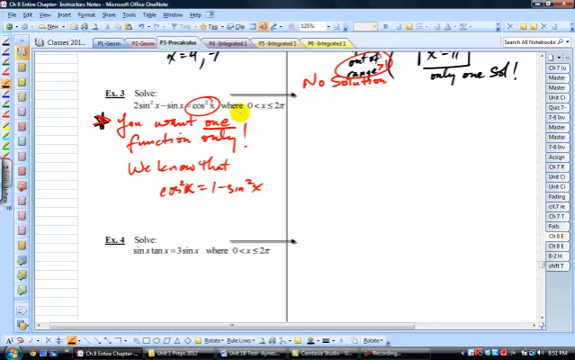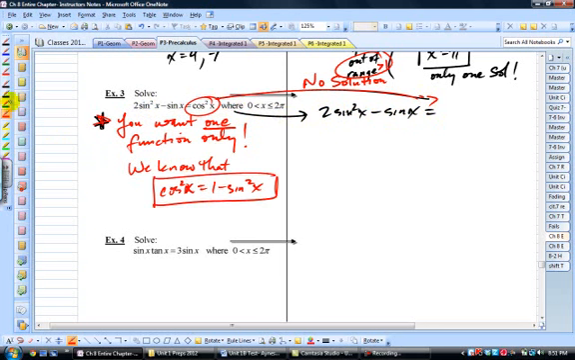So I'm going to take my equation here. I'm going to say that 2 sine squared x minus sine x is equal to whatever this is equal to here. Okay, we know that what I said was that cosine squared x equals 1 minus sine squared x. So I'm going to substitute that in. 1 minus sine squared x. And now I have an equation in terms of one function only. Everything is involved in sine.